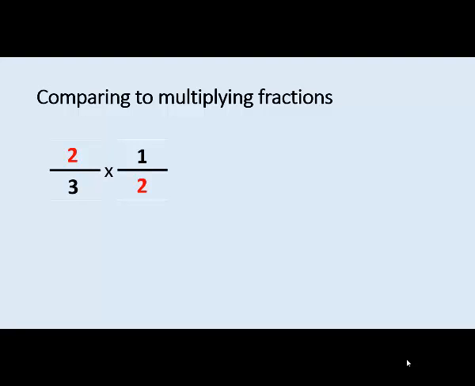Now I want you to notice we could look at the 2/3 and the 1/2, and when I'm multiplying those, we could see that the 2 in the numerator at the top of the first fraction will cancel the 2 in the denominator in the second fraction, the bottom of the second fraction. So I could cancel those two out and see quickly that my answer would be 1/3.